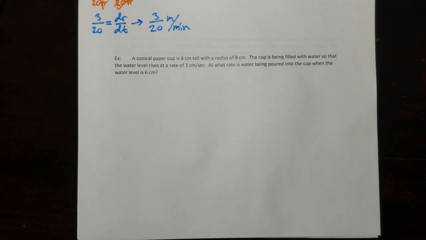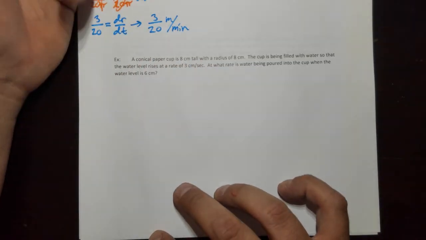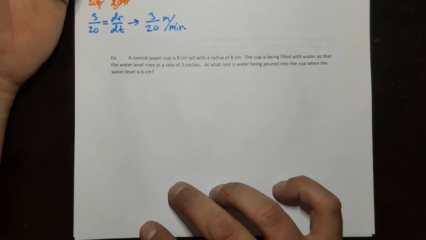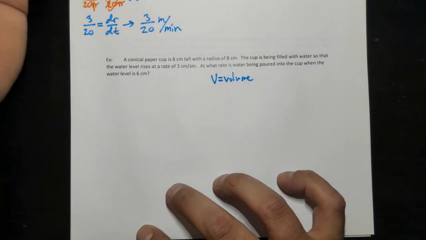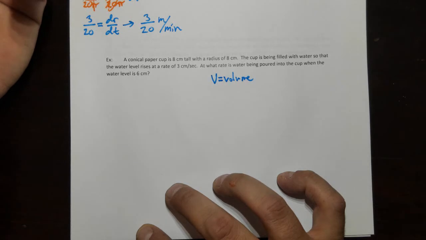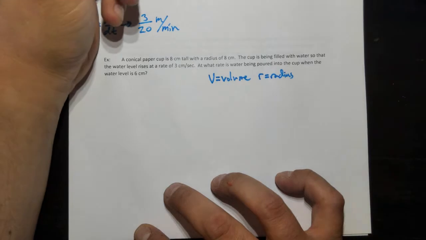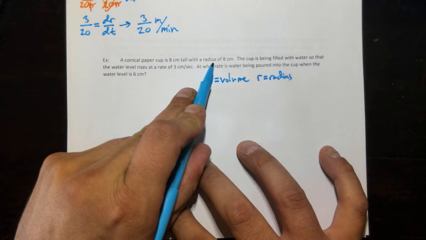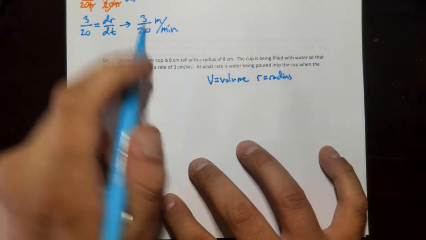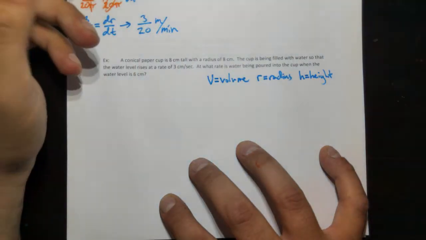So, we have, let's see. Well, now we're dealing with volume, right? Before we were dealing with area, so now we have V is our volume. We have a radius, right? It's a conical paper cup, so we will have a radius. We will have height. So we have a radius, and then we have an 8 centimeter tall, so that's going to be height. And then we have T for time.